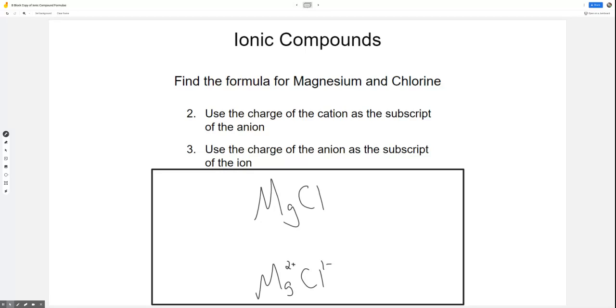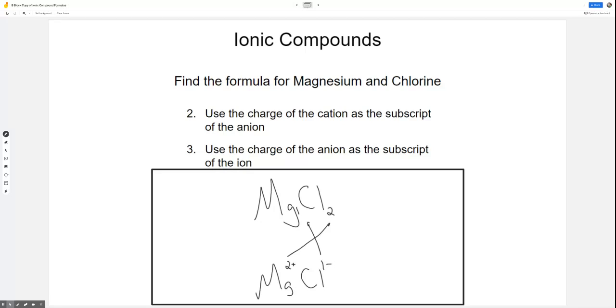In order to determine the formula, I take the charge of the positive ion. I just take the number, not the symbol. And I write it next to the symbol for the negative ion, Cl2. And I take the charge from the negative ion, and I make it the subscript, or the number in the formula, for the positive ion. I just crisscross the numbers, don't do the charges. Okay, so +2 becomes a 2 in the formula, -1 becomes a 1 in the formula.